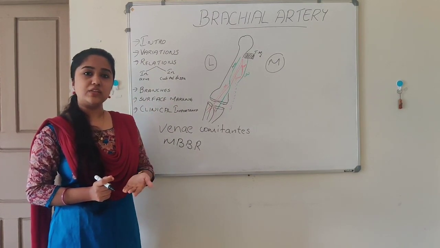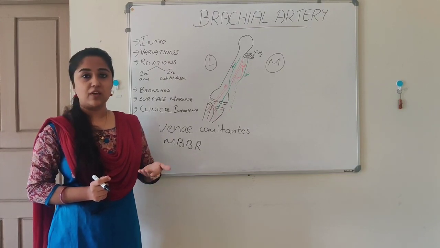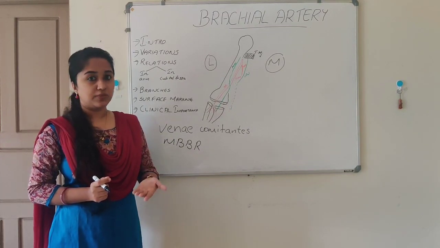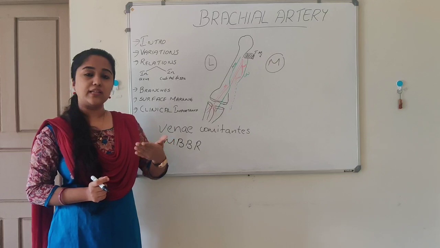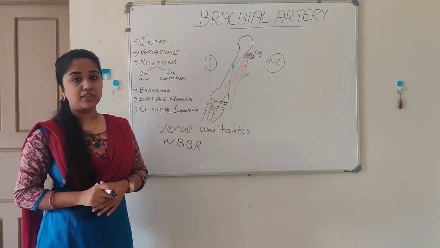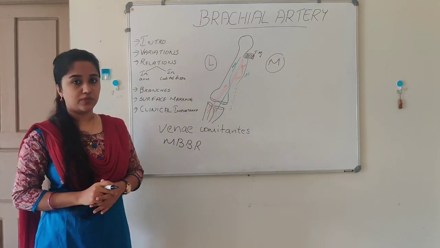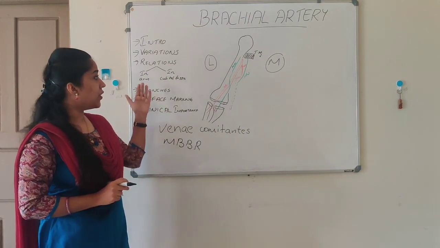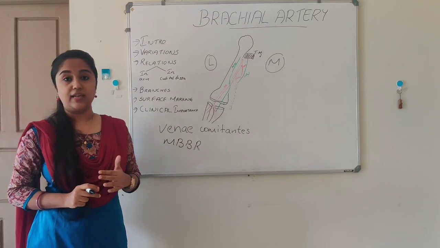And posteriorly it is related to brachialis because brachialis forms one of the floors of the cubital fossa, and anteriorly, it is related to the median cubital vein, which is separated by the bicipital aponeurosis. So that's all about the relations of the brachial artery.